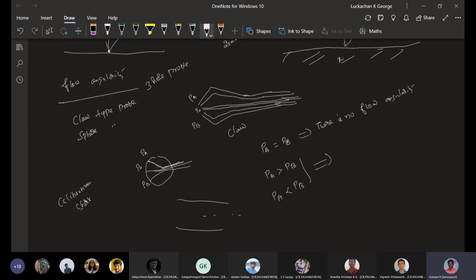So if you want to measure the yaw, you keep it in a horizontal fashion. But if you want to measure the pitch, you keep it in a vertical fashion. So with the help of your claw type 3-hole probe, you can measure your pitch and yaw.